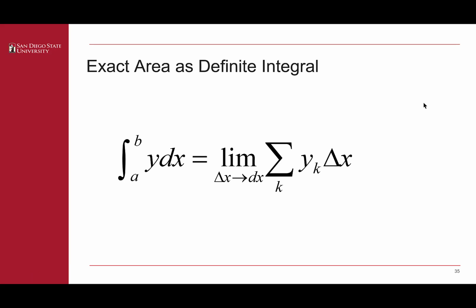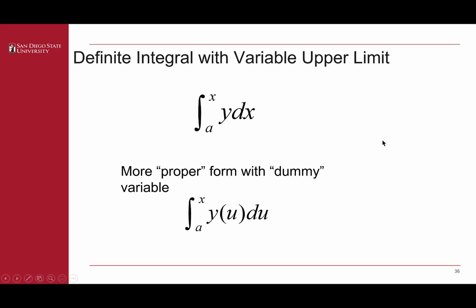And the exact area as a definite integral would be the integral from a to b of y dx, which equals the limit of this summation of yk times delta x, where delta x approaches dx. This limit would give the exact area rather than a more basic estimation.